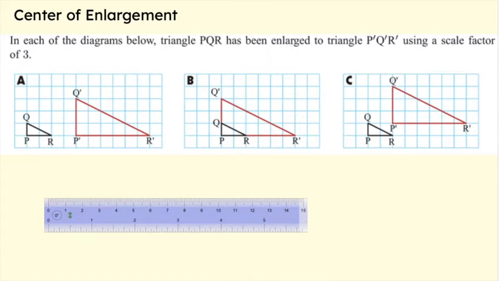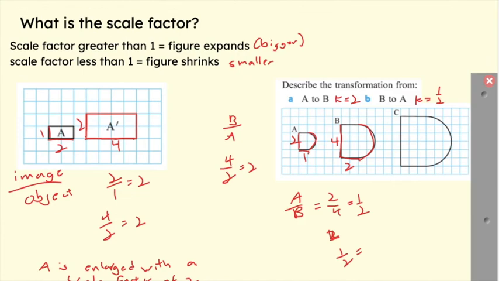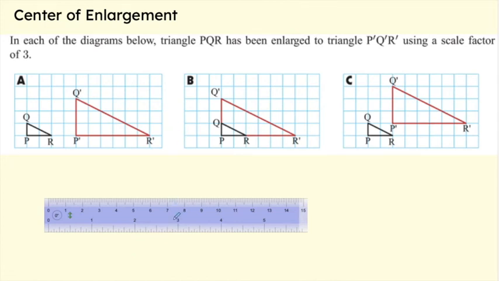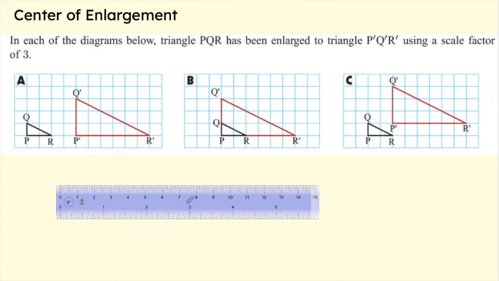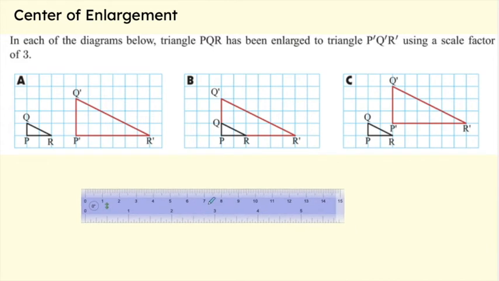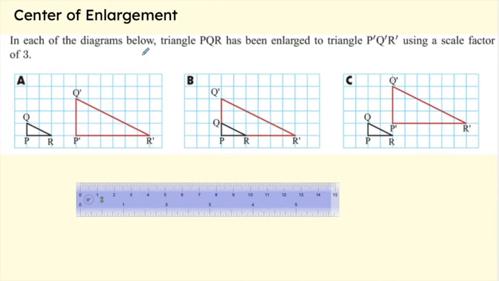So on these last ones we were just enlarging. Well, now we're going to enlarge from a certain point. This is quite simple, not too bad. So it already tells us our triangle PQR has enlarged to triangle P prime, Q prime, R prime using a scale factor of 3. So we already know. We can see this side is 1, so PQ is 1, P prime, Q prime is 1, 2, 3.